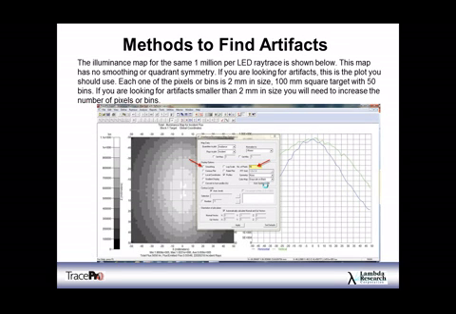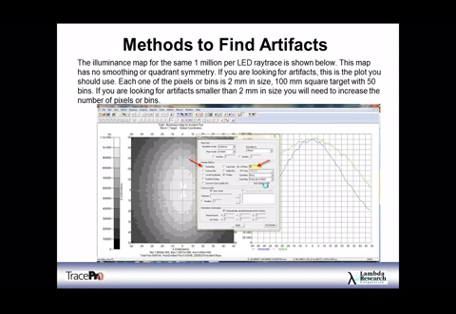But if you're looking to find artifacts, you need to turn off all those symmetry conditions, and you need to possibly have more pixels and turn off smoothing. So the illuminance map for 1,000,000 rays per LED looks a little bit different than the previous slide. We now have raw data, and we have the pixels set up 50 by 50, so I have 2,500 different bins to capture these rays. And if you're looking for artifacts, this is the plot you should use.